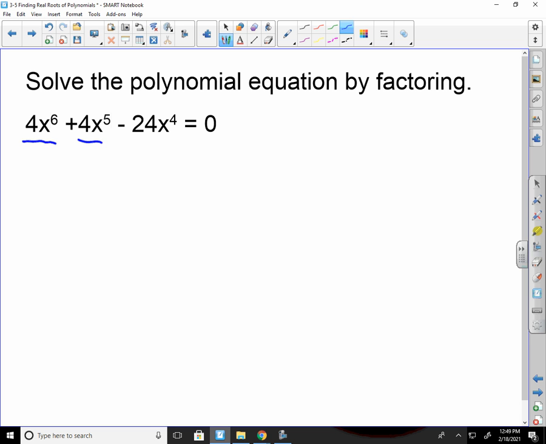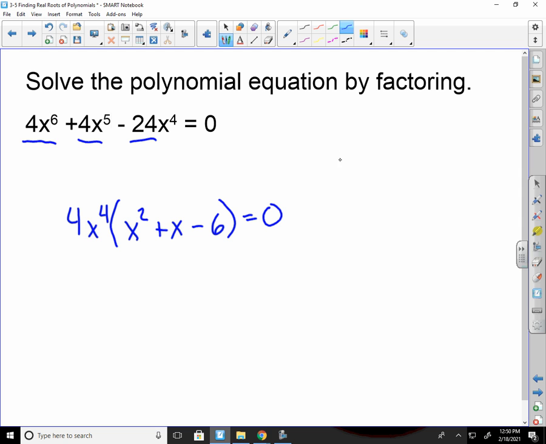I have a 4 and a 24, so I can pull a 4 out of each one of those. Additionally, there's x to the 6th, x to the 5th, and x to the 4th. X to the 4th is in all of them, so I can pull an x to the 4th out. That leaves me with x squared plus x minus 6. So now I have to factor this out.